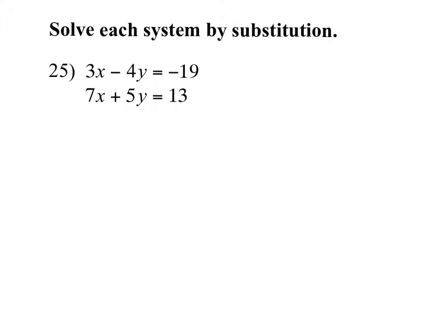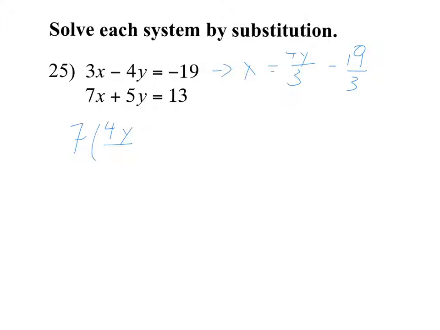Solving by substitution. I probably would not actually solve this by substitution, but I might as well remind us what we're looking for, because these are going to be some unpleasant numbers. First thing I might do is to add 4y to both sides. Nothing is divisible here, so there's no better way to do this. And divide by 3, and that would give us an equation with x is equal to 4y over 3 minus 19 over 3.